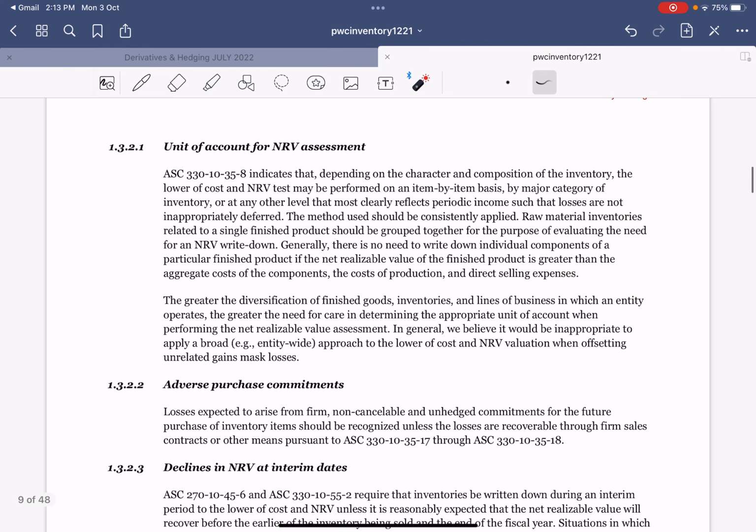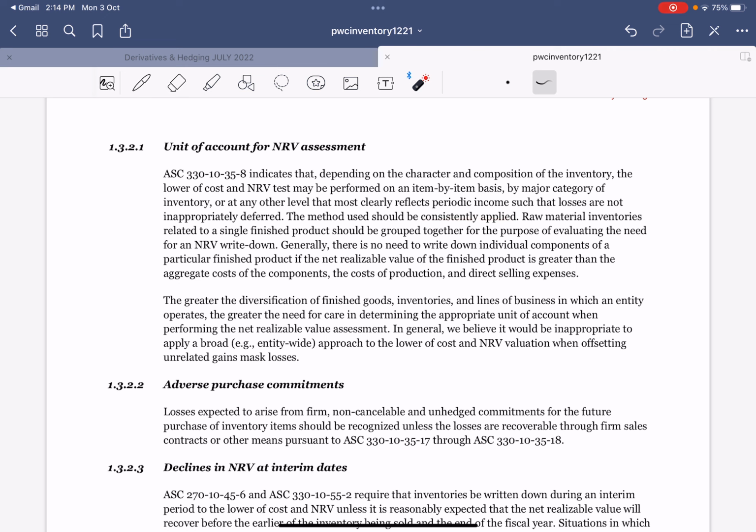Units of account for NRV. How to determine the unit of account? Depending upon the character and the composition of inventory, the lower of cost or NRV test may be performed on an item basis, by major category of inventory, or at any other level that most clearly reflects the periodic income, so that losses are not inappropriately deferred. The method used should be consistently applied.